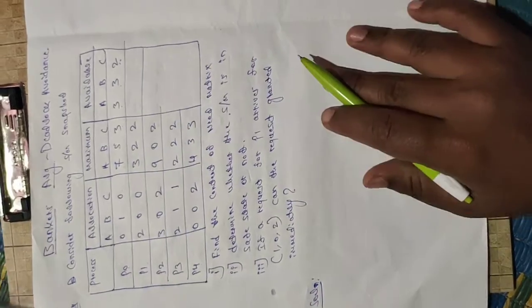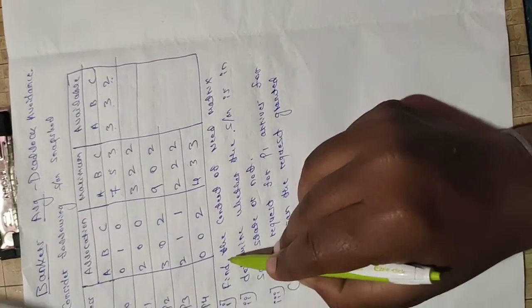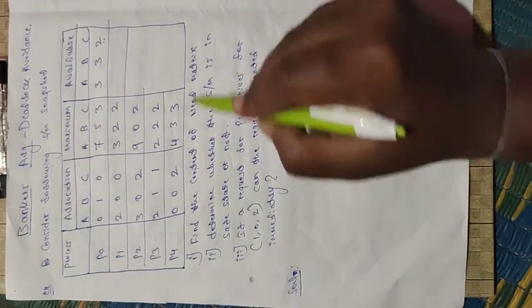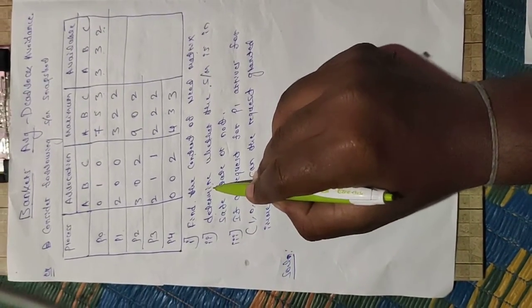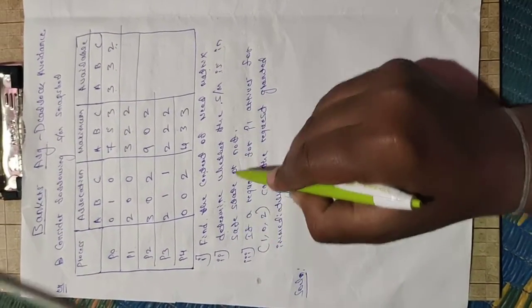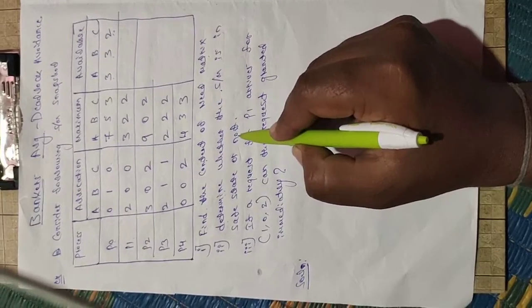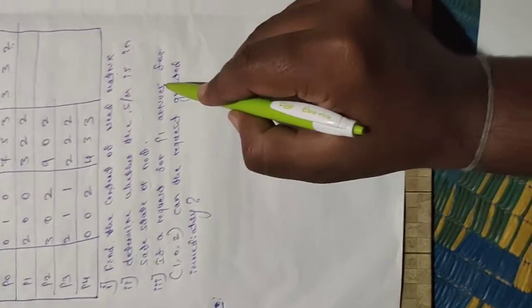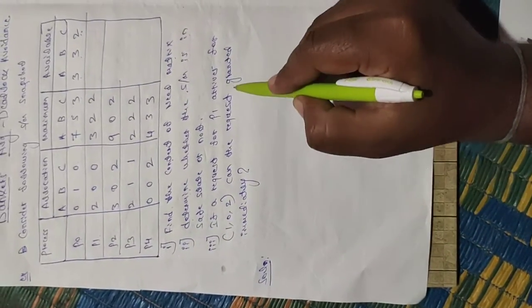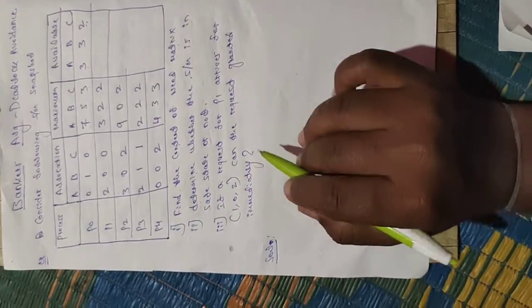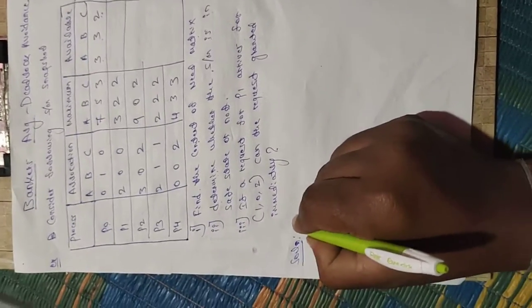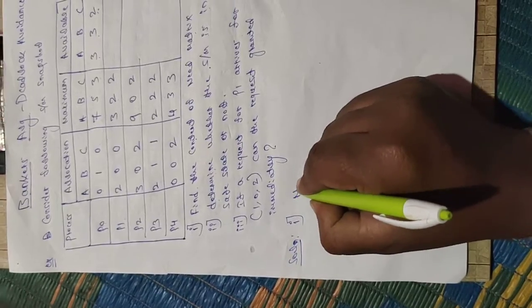Then first we need to calculate, according to the question, find the content of the need matrix. Second, determine whether the system is in a safe state or not. We will see what we mean by safe state. Third, if a request from P1 arrives for 102, can the request be granted immediately? We will see one by one. First we will try to solve the first one, that is the need matrix.